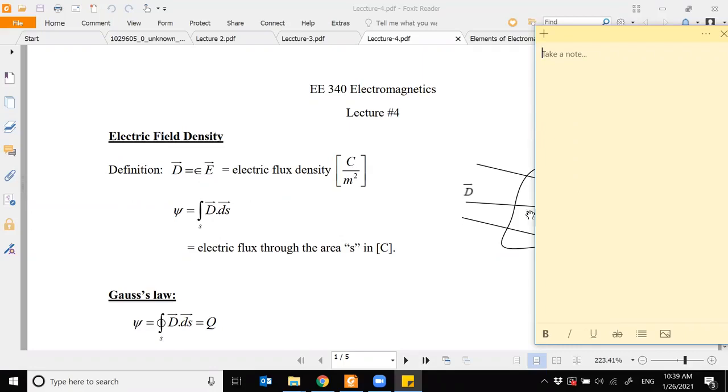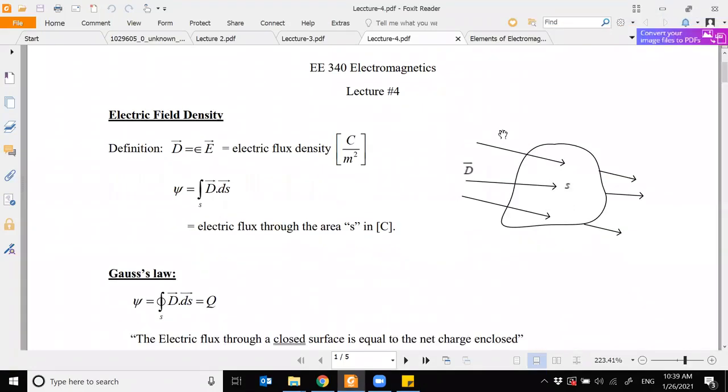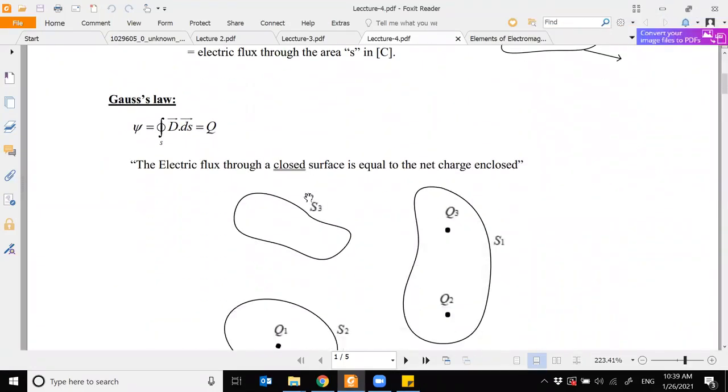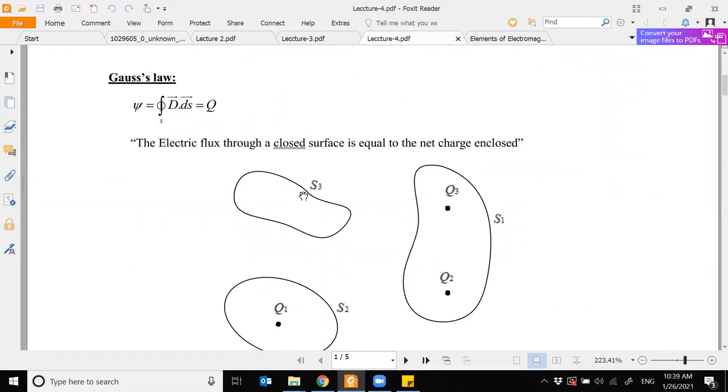Okay, now we are going to Gauss law. So this is after Coulomb's law. Now we are looking at the second law, which is called Gauss law. Now the Gauss law states that the electric flux through a closed surface is equal to the net charge enclosed. So the electric flux through a closed surface.